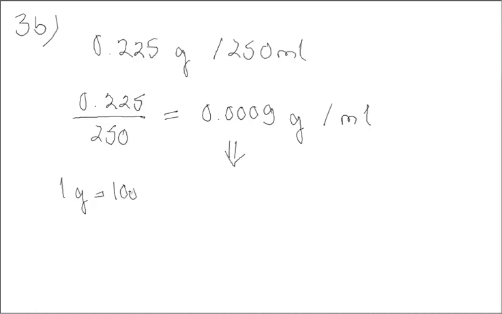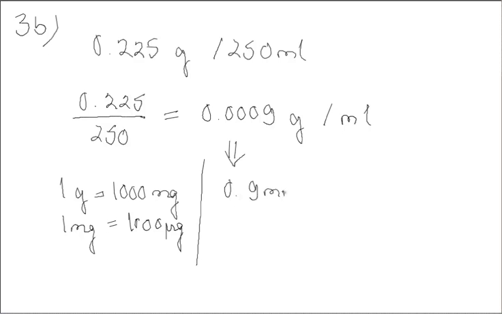And 1 gram equals 1000 milligram, and 1 milligram equals 1000 micrograms. And then 0.0009 gram equals 0.9 milligram per milliliter. And now we want to know how many micrograms we have per milliliter. 0.9 milligram is 900 microgram per milliliter.